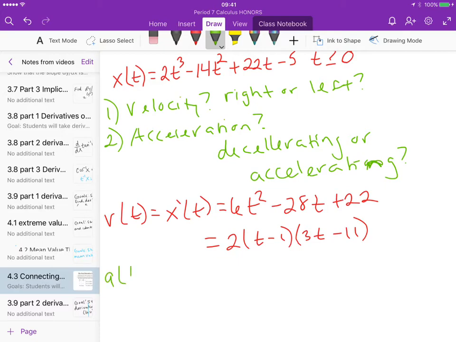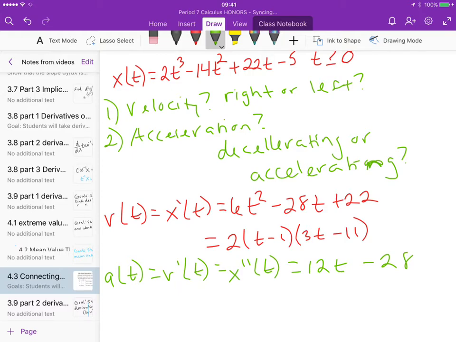So acceleration is going to be v prime of t or x double prime of t. In this case, the derivative of the velocity is going to be 12t minus 28. Once again, I want to factor this out because we need to know when the acceleration is going to hit 0 for t.